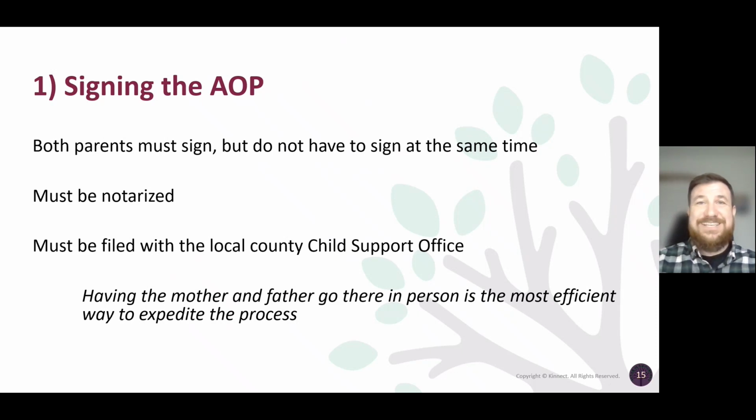Once both parents have signed, it is sent off. And again, it's a presumption for those first 60 days, and then it flips over to a final and enforceable determination of paternity. Signing is the quickest and easiest way.